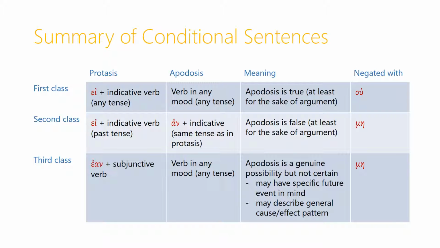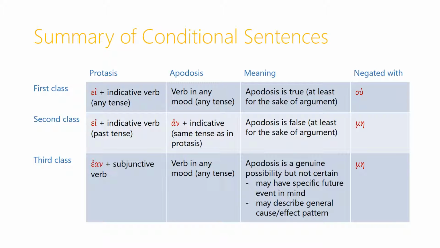A second-class condition uses ei still, but now the indicative verb is always in a past tense, and in the apodosis we have the particle an, and the verb is in the same past tense as in the protasis. Now the condition is assumed to be false, at least for the sake of argument, but it's negated, unlike the first-class condition, with mē.